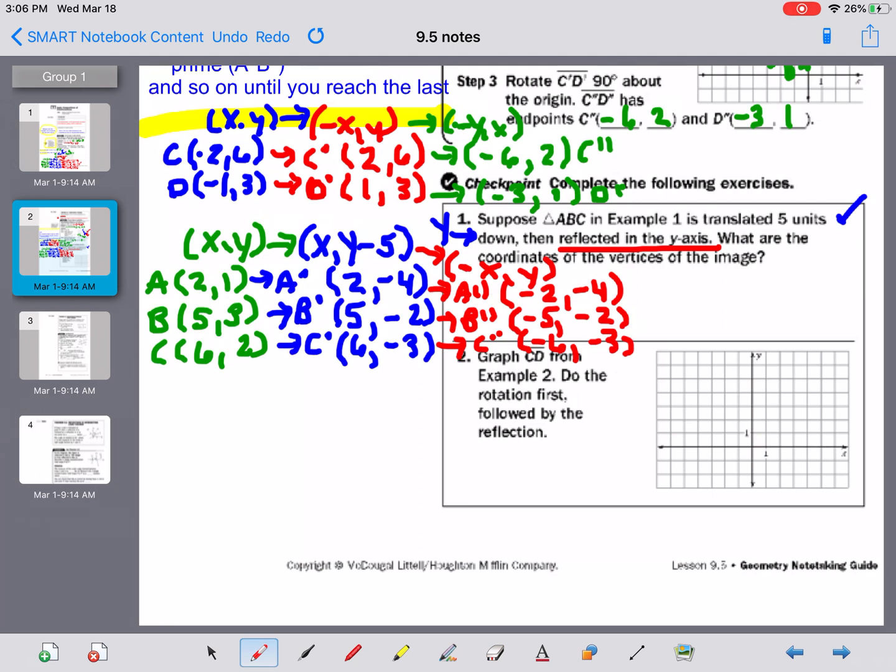All right, now for example 2 here. It says graph the segment CD from up above in example 2 and do the rotation first followed by the reflection. So the question is, does it change things if you do them in a different order? So let's start with C and D from before. C was at negative 2, 6 and D was at negative 1, 3. Go ahead and graph those on your graph.